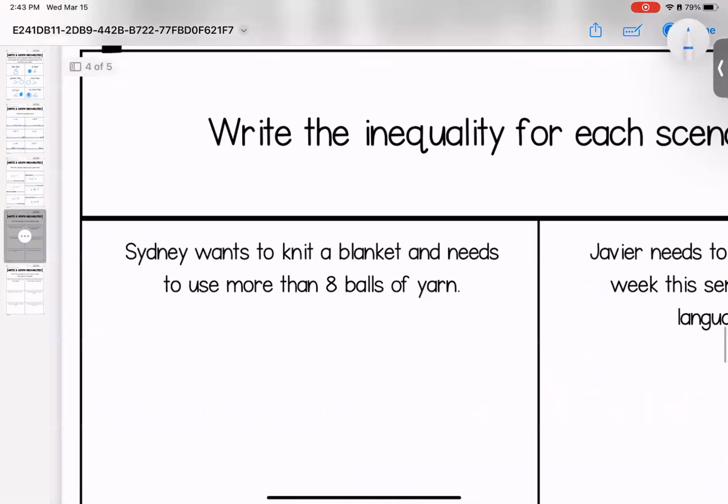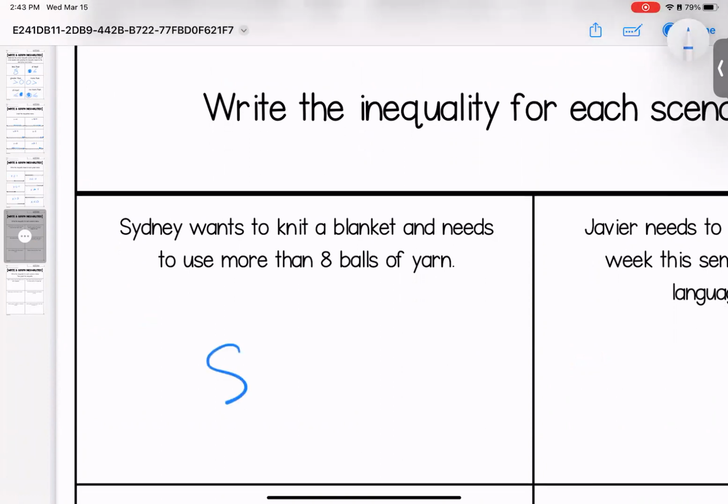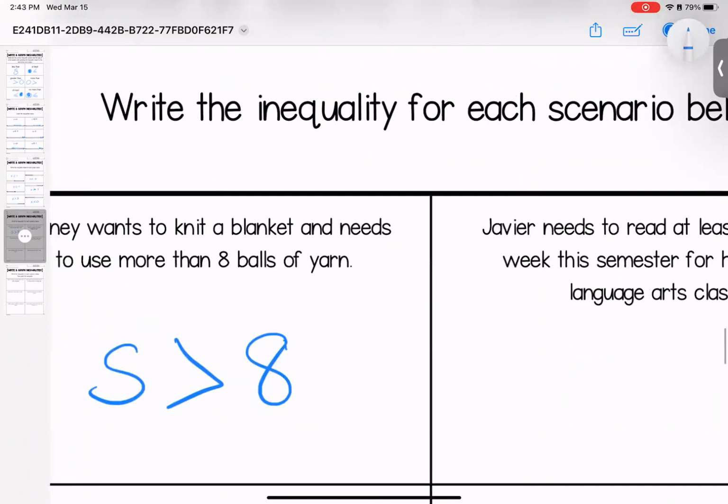All right, this time we are writing the inequality based on the scenario. So it says that Sydney wants to knit a blanket and needs to use more than 8 balls of yarn. So Sydney's, the amount she uses, has to be greater than 8. So Sydney uses more than 8.